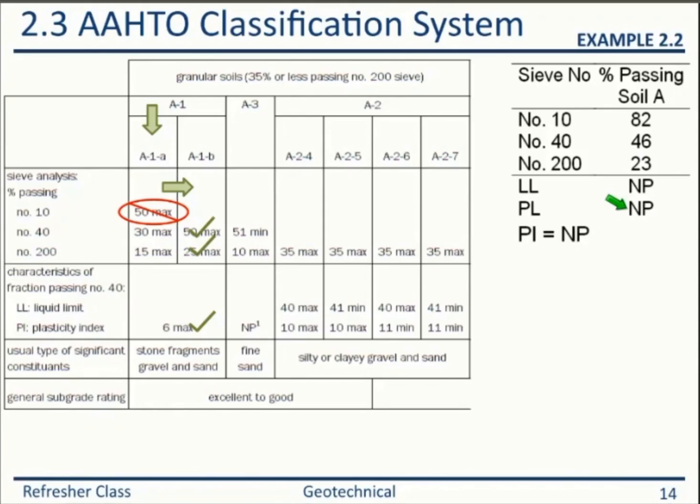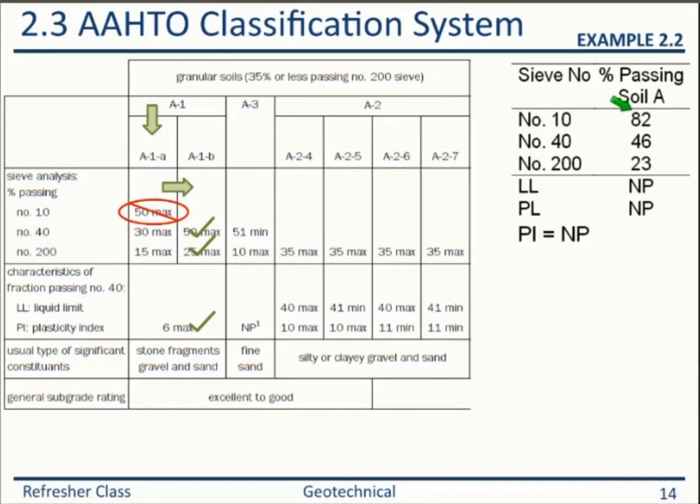N for non, P for plastic, non-plastic. It is given below your AS2 table. Okay, Gyro, you can take a look. If you forget afterwards, look at it, given below the AS2 table. So this definitional sample A could be your stone fragments or gravel and sand. But anyway, soil sample A is an excellent material to be used as a subgrade material, right?